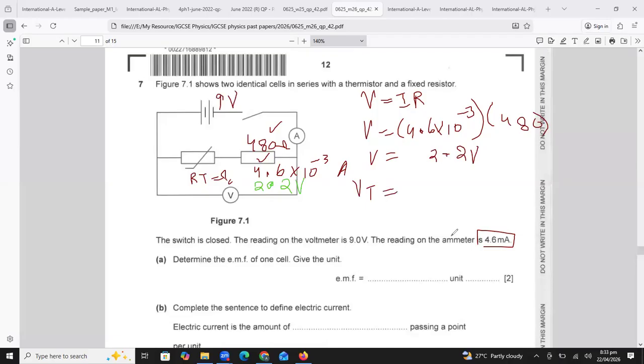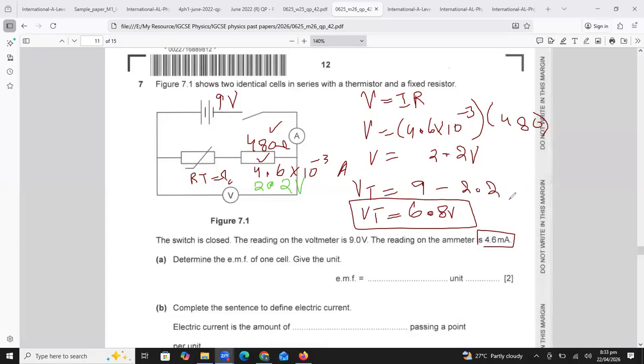Remember, beta, the 9 volt will be divided somewhere in the whole circuit. So if the total battery voltage is 9 volt and the potential difference across the resistor is 2.2 volt, how much voltage is the thermistor getting? 9 minus 2.2, how much voltage are we getting across the thermistor, students? 9 minus 2.2, well done, 6.8 volt. VT is the voltage or potential difference across the thermistor, that is 6.8 volt.